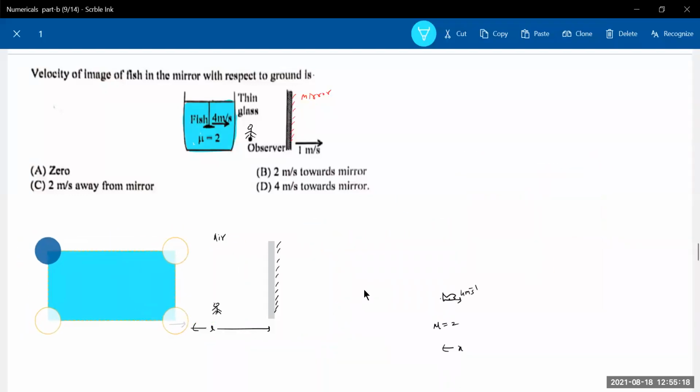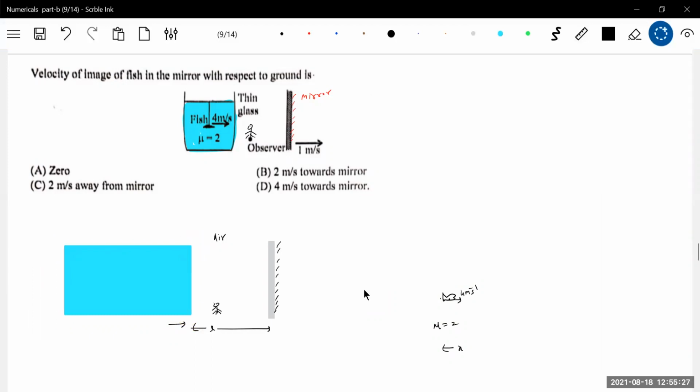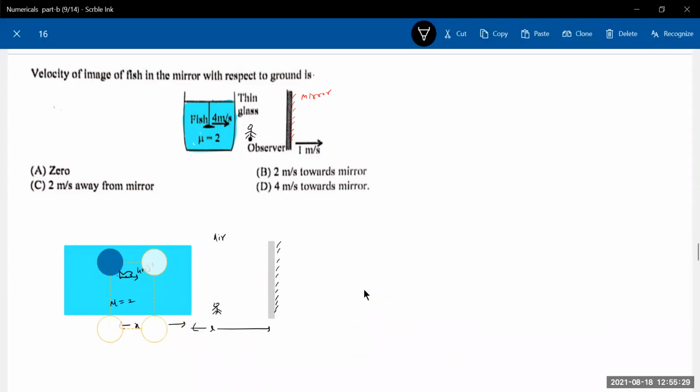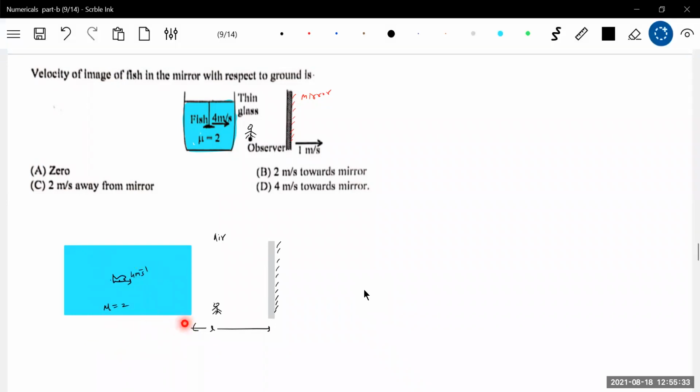We'll have it like this. It'll be easy for us to write equations. Now the fish is at what? At a distance of x from the interface.